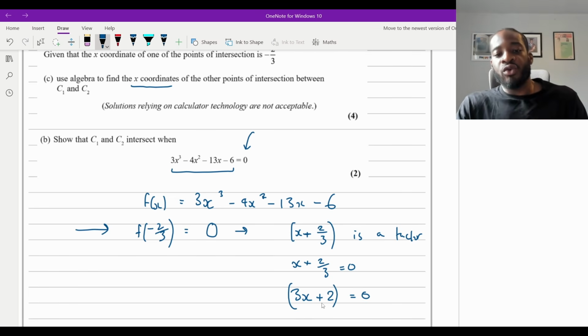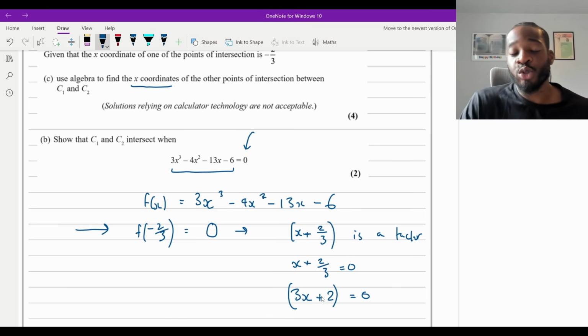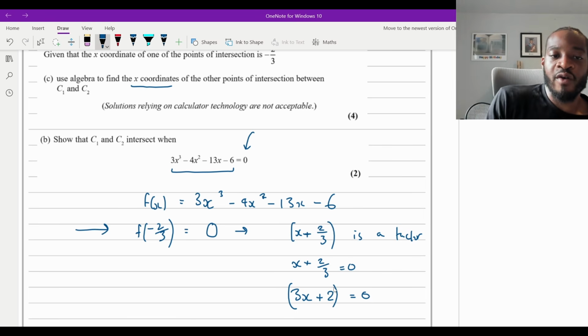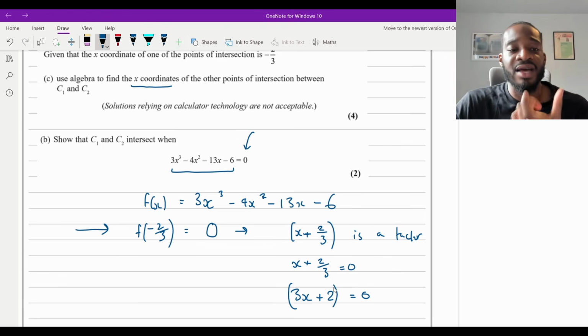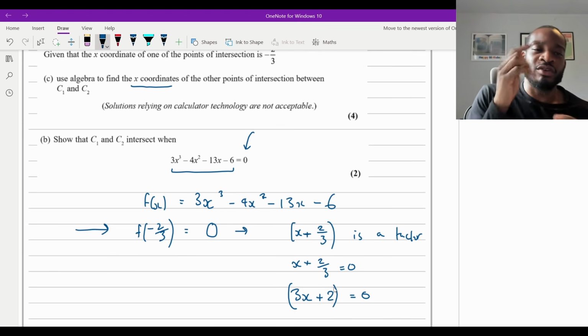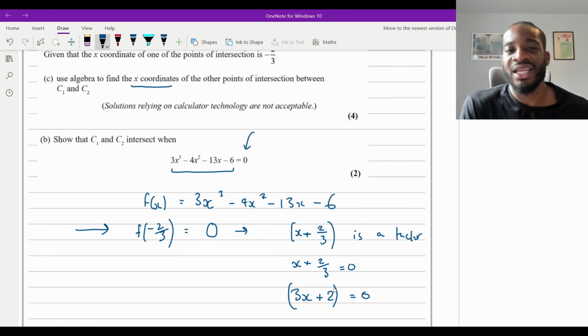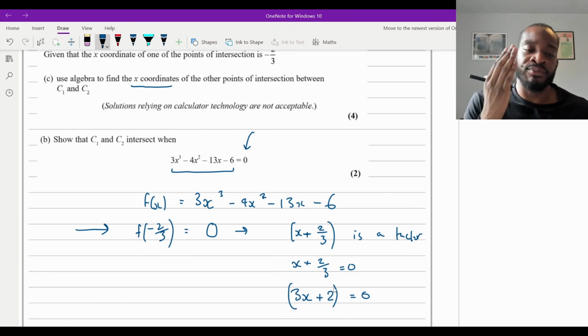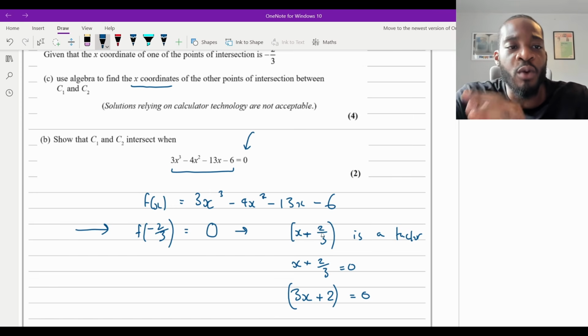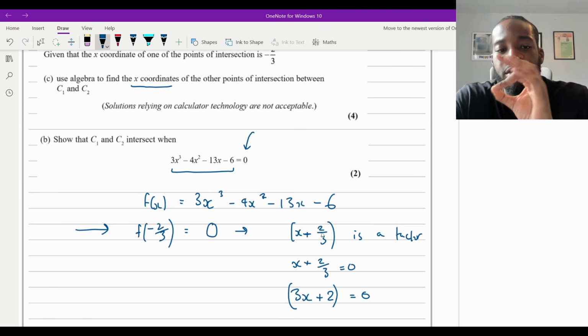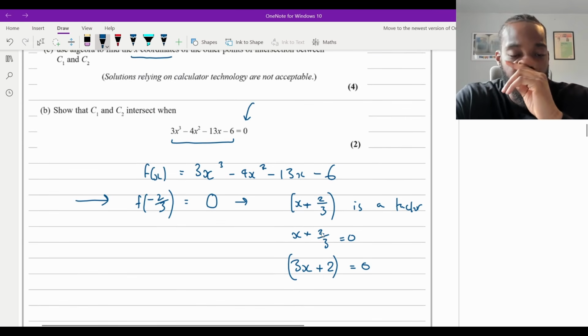I'm going to use algebraic long division to figure out what the quadratic factor must be. Once I've got that quadratic factor, I can factorize it and then I get the other two roots. This is the type of thing you need to do in an exam. I really like this question because you need to think outside the box and have a good understanding of all the areas of maths, like long division and factor theorem. So again, what are we looking for? The other points of intersection. We're going to use long division to figure out what the quadratic factor must be.